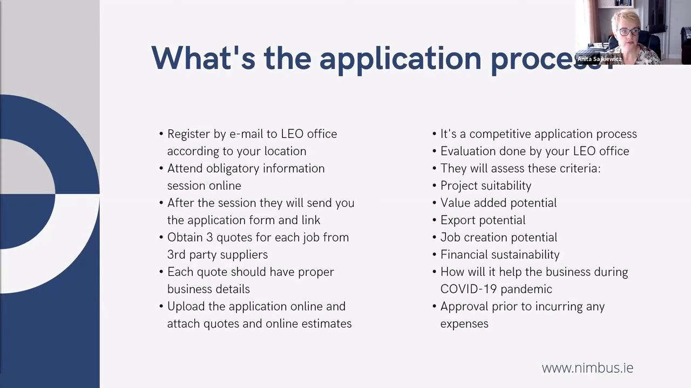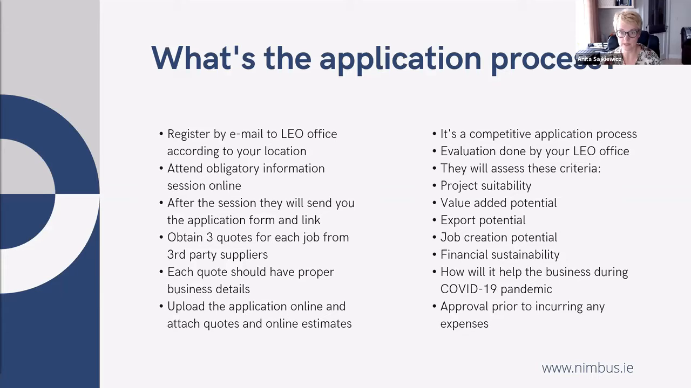So first of all, the first step is to register your interest by email to your particular local enterprise office according to your location. You may already know that local enterprise offices are divided by regions. There is one in Dublin, one in Wicklow, one in Fingal, one in Donegal, and so on. So if you live in Donegal, you have to send an email to the local enterprise office in Donegal. You can look up their email address on the website.